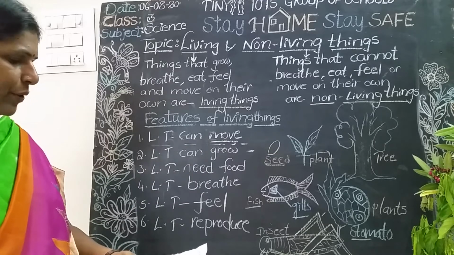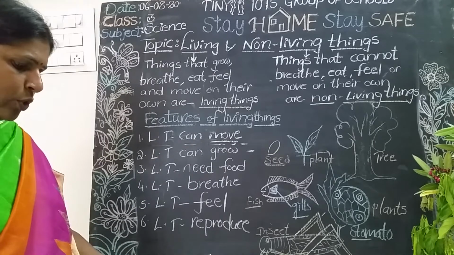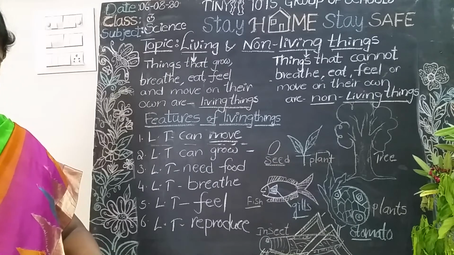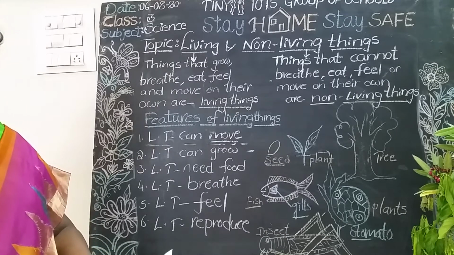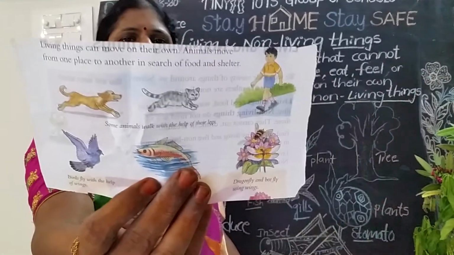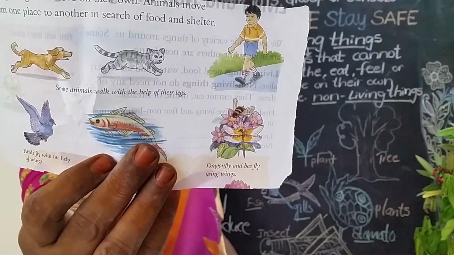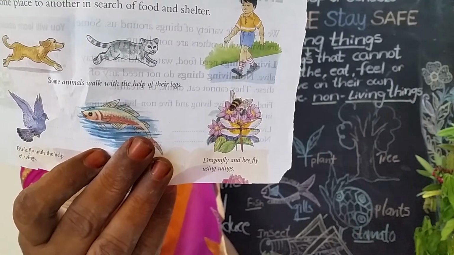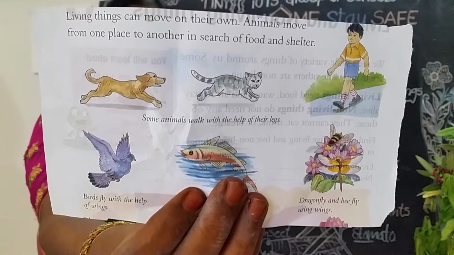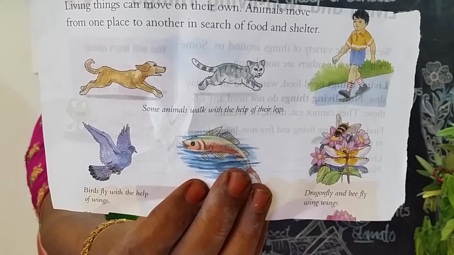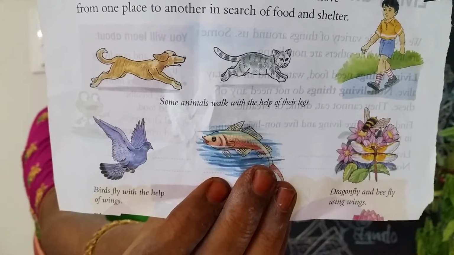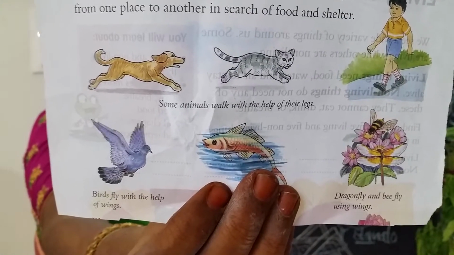So how does the fish move? How does the cat move? How do plants move? See here. I will show you some pictures. See here, the boy is moving. Here, the boy is moving on his legs. The dog wants to chase the cat, and the cat wants to escape from the dog. These two animals are running for escaping and for protection.